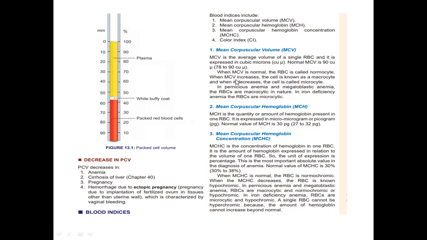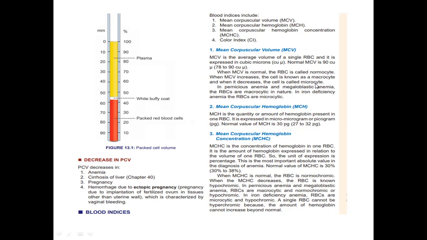When the mean corpuscular volume increases, the cell is known as a macrocyte. Macrocyte, meaning that the cell has increased in size. So an increase in mean corpuscular volume changes the name of the red blood cell to a macrocyte, while a decrease in mean corpuscular volume changes the name of the cell to microcyte.